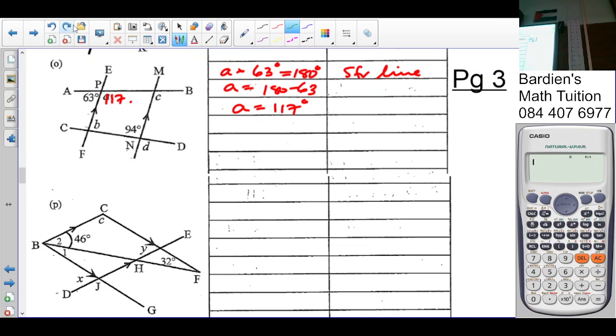So you're saying B will be co-interior with 94. Okay? We're going to say B plus 94 equals 180. The reason? Co-interior angles, with EF being parallel to MN. So B is going to be 180 minus 94, which is 86. Is that correct? Right?